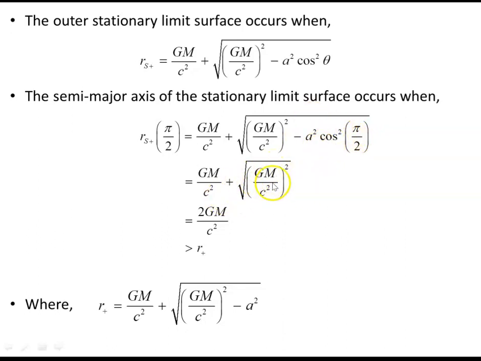We're left with the square root of this, which gives us GM on c squared plus a GM on c squared here. So we get 2GM on c squared, the Schwarzschild radius for a non-rotating stationary black hole. Now we see that Rs plus is greater than R plus. As we saw in the previous diagram, the semi-major axis is larger than the semi-minor axis. Here we're dealing, of course, with coordinate lengths. And R plus is, just to remind you, this object here.